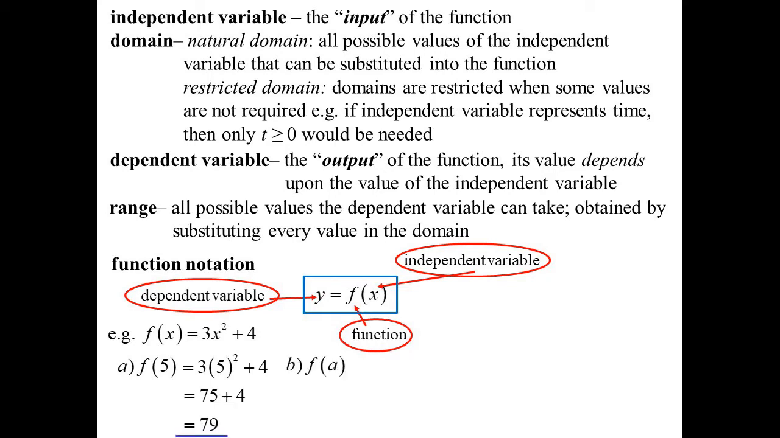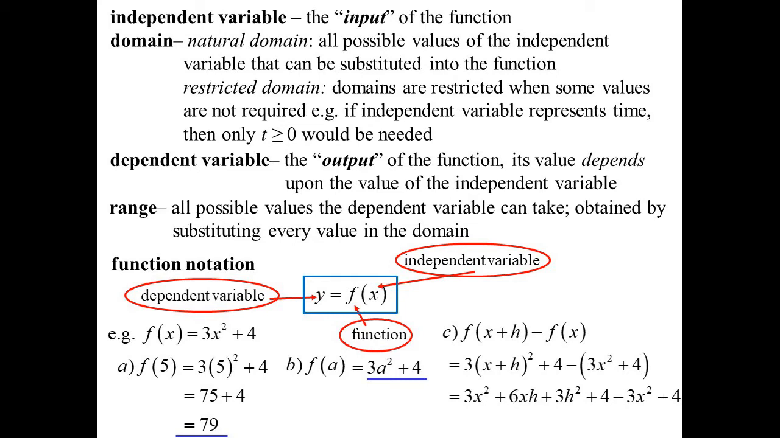You don't have to substitute in numbers. I could substitute in a pronumeral. So f(a), everywhere I see an x, I'm just replacing it with an a. So that's 3a squared plus 4. In fact, it doesn't have to be a single term. I could have f(x plus h). From that, I'll subtract f(x). So everywhere I see an x, I'm putting x plus h. So it becomes 3 lots of (x plus h) squared plus 4, and then I'm going to subtract f(x), expand out, tidy up, I get 6xh plus 3h squared.